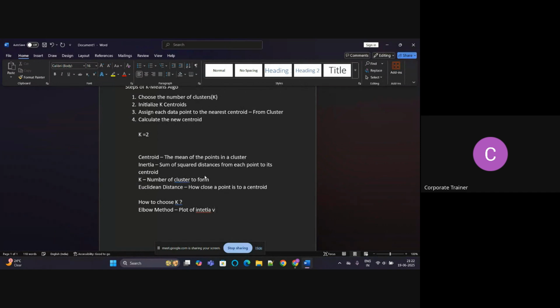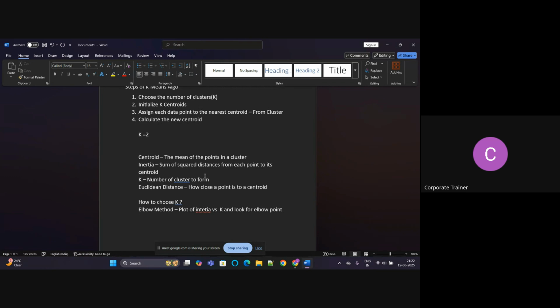Inertia versus K: you can tell the K by looking for the elbow point. This is nothing but this.